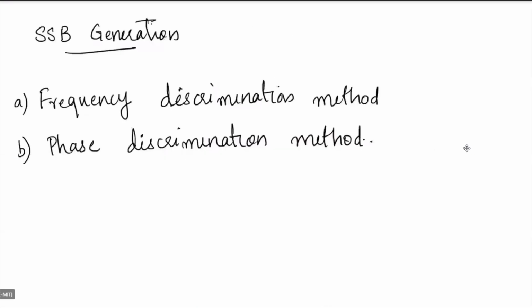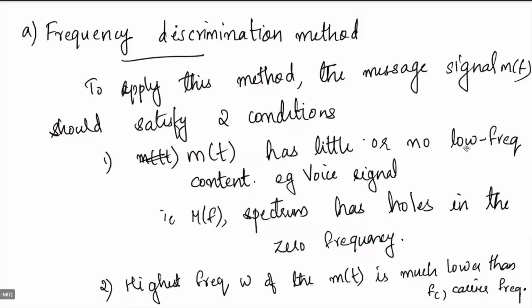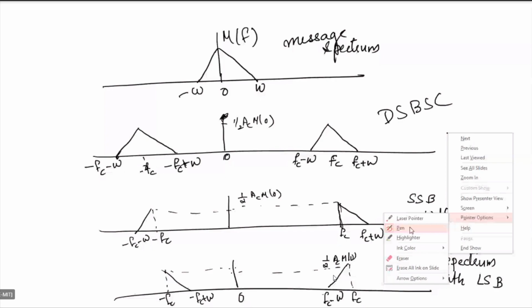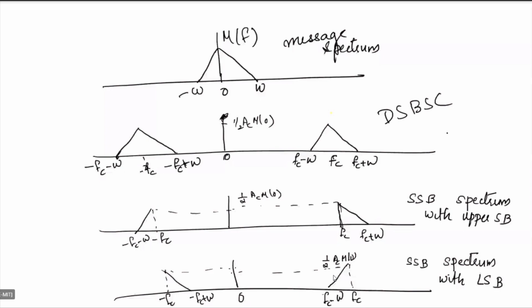Now, how to do that? There are two techniques: the frequency discrimination method and the phase discrimination method. To apply the frequency discrimination method, we have a condition. You yourselves can guess. Just logically thinking, one technique to generate SSB is to generate a DSB-SC signal and filter it, isn't it? Yes, ma'am. So you need to filter it. Let me change the color. To filter it from the DSB-SC signal, you need a filter like this. This should be the filter, isn't it?